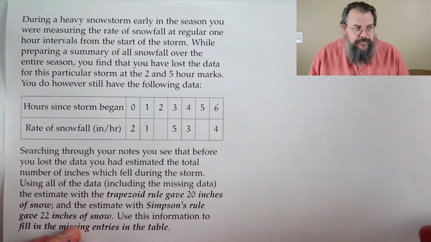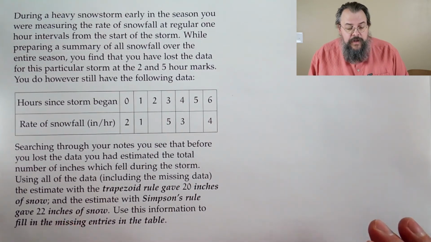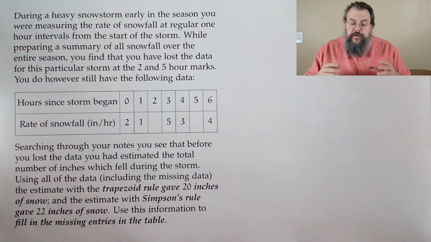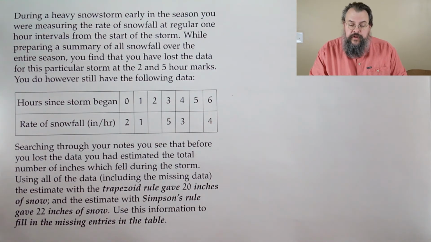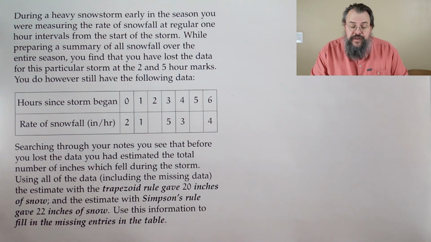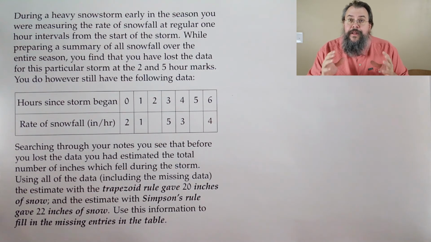All right, on to our next problem. During a heavy snowstorm early in the season, you were measuring the rate of snowfall at regular 1-hour intervals from the start of the storm. While preparing a summary of all snowfall over the entire season, you find that you have lost the data for this particular storm at the 2 and 5 hour marks. You do, however, still have the following data.